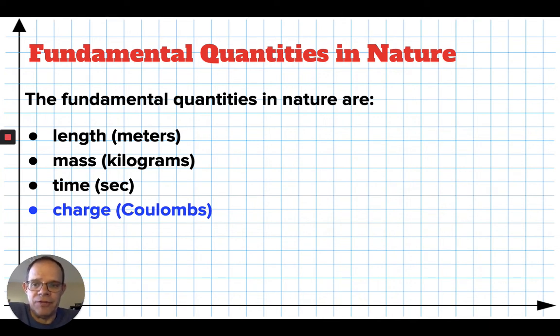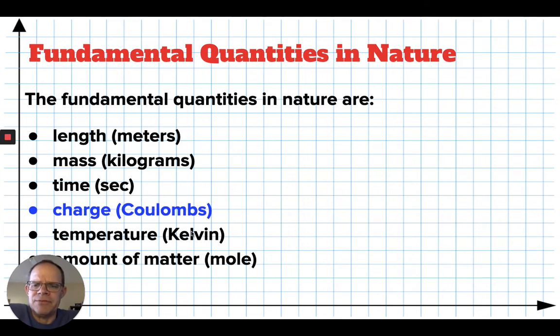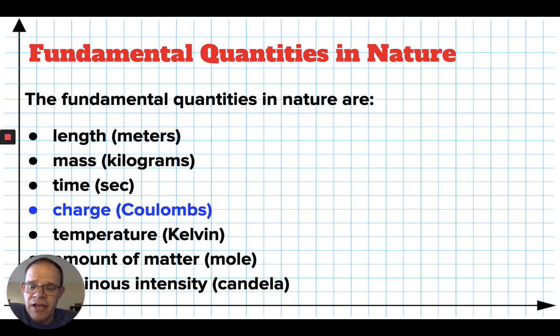Another one we've already encountered is temperature. And that's a fundamental quantity, the absolute temperature, the thermodynamic temperature. Another one is the amount of matter, which is the mole. You've encountered that in chemistry. And the last one is luminosity, or the luminous intensity, measured in candela. And that's just another one that we will discuss later in the next unit when we talk about optics and light.